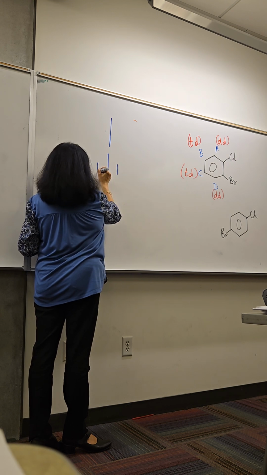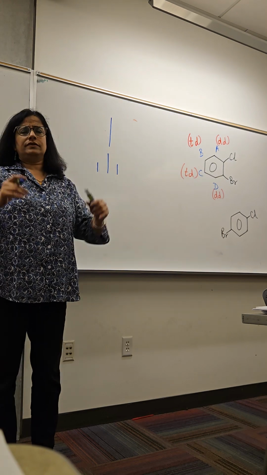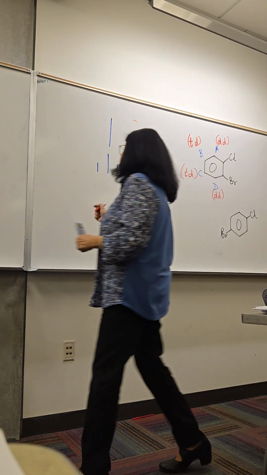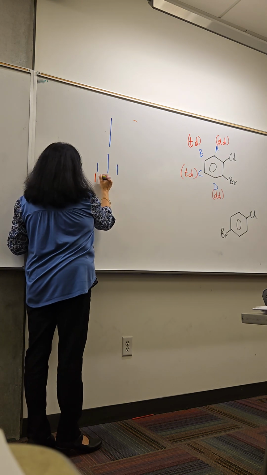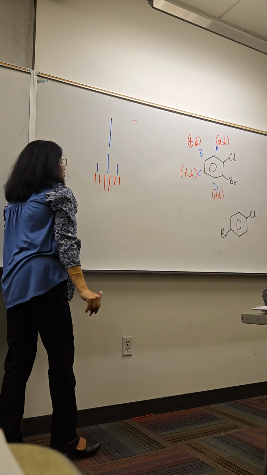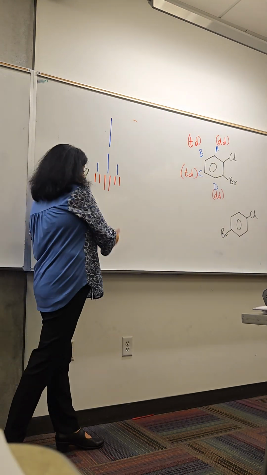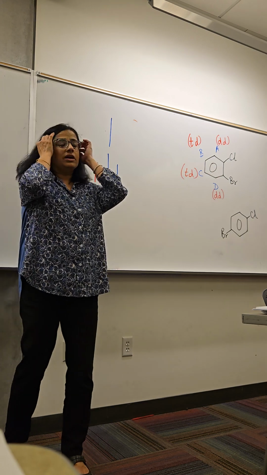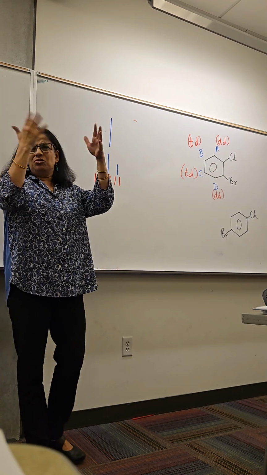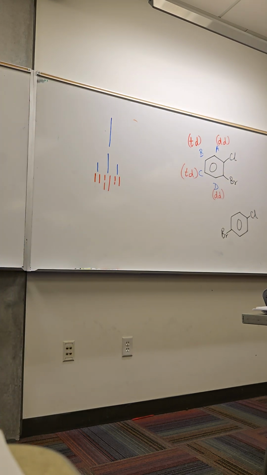And the integration is the same. So that area gets split into 3 parts. And then each of those gets split into a doublet. Each one of those gets split into 2 parts. So what you ideally see is that, but will you always see that? No. Because what if these overlapped? But that's an ideal picture, if that helps.